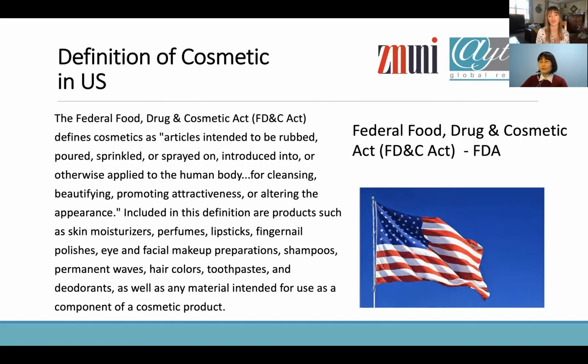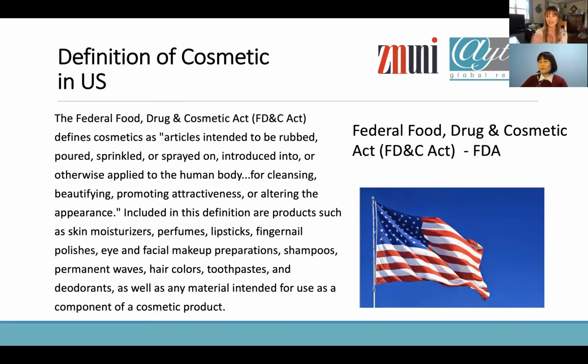In this definition, we've got things like skin moisturizers, perfumes, lipsticks, nail polishes. The list goes on. I won't read it all out for you, but it's basically anything that is going to have a cosmetic effect on those areas. So very similar again to the UK and EU. And again, wherever you're selling, it's really important to take note of that.